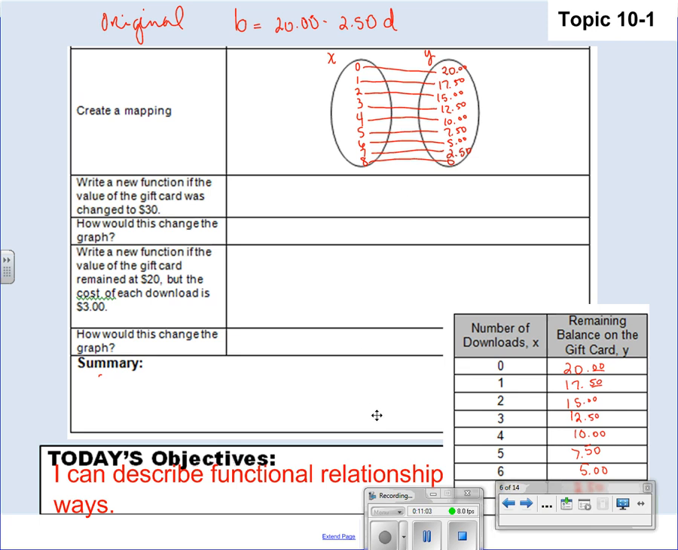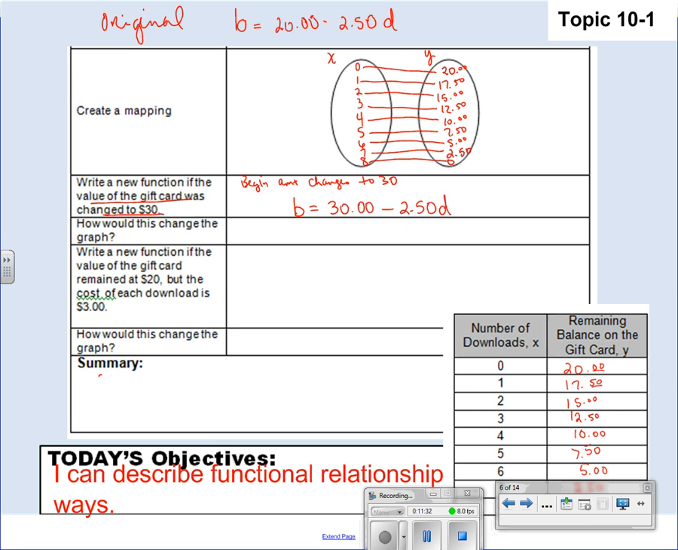Now we want to write a new function if the value of the gift card is changed to $30. So we're talking about the beginning value of the gift card now being $30. So our beginning amount changes to 30. That means our new equation, we still have B equals, but instead of 20, we'll have 30, and then minus the 2.50 times D.